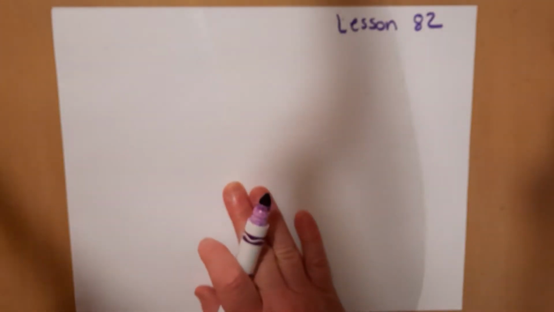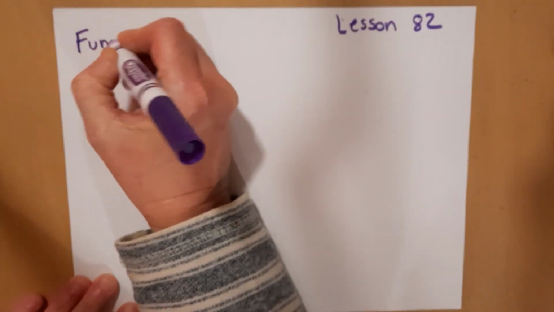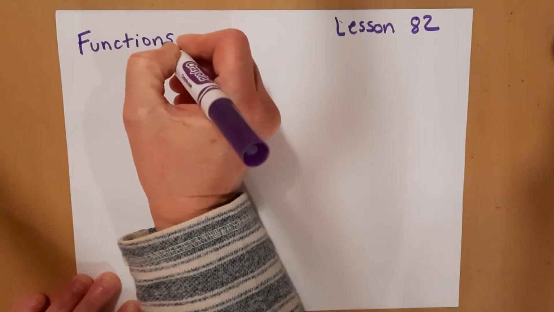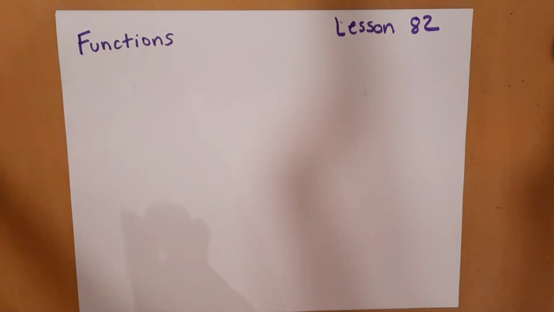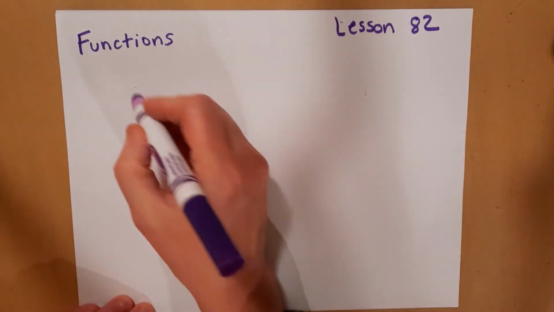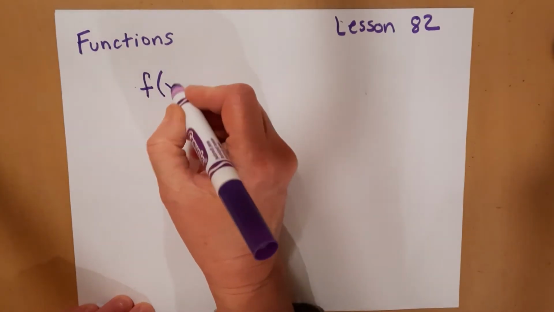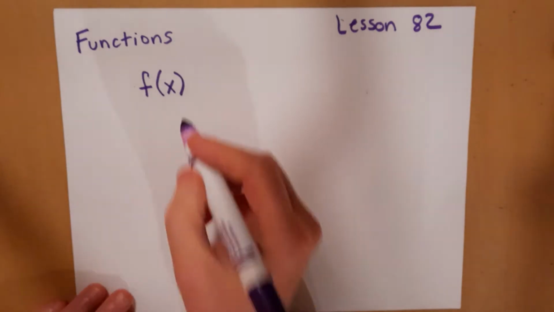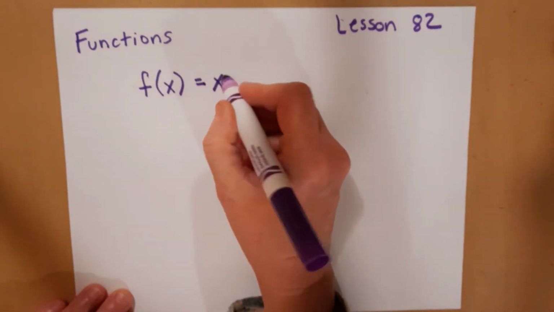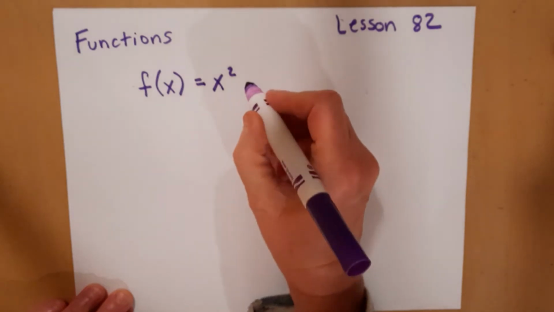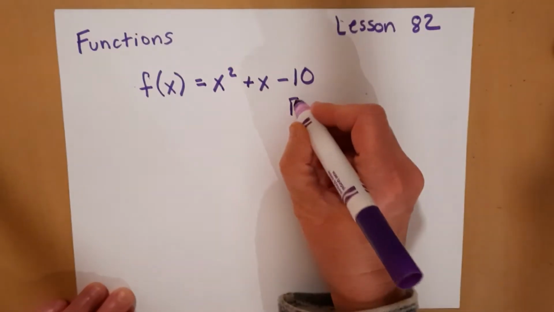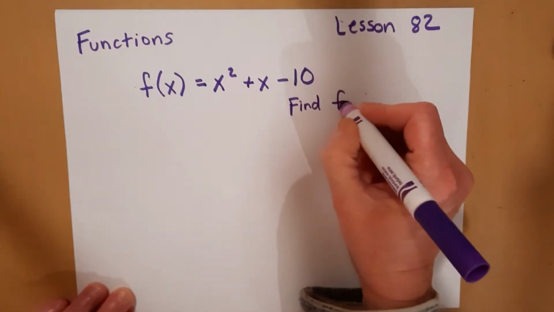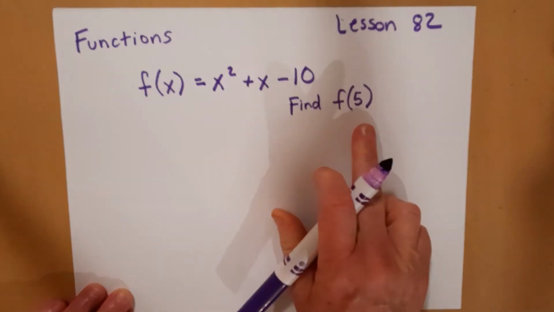Okay, lesson 82 is talking about functions. And I think we talked a little bit about functions earlier last semester, but I'm going to go ahead and review it. So when you write, the notation for a function can be confusing because it looks like we're multiplying f times x, but actually that means the function of x. For example, in this case, the function of x is x squared plus x minus 10. And your problems will say something like, find f of 5, which means the function of 5.